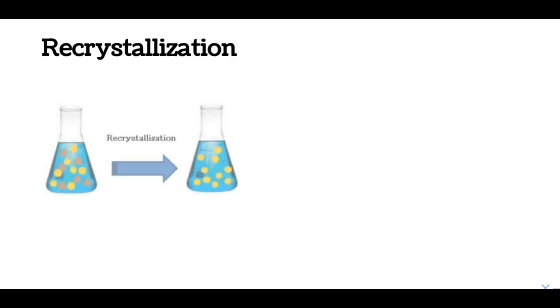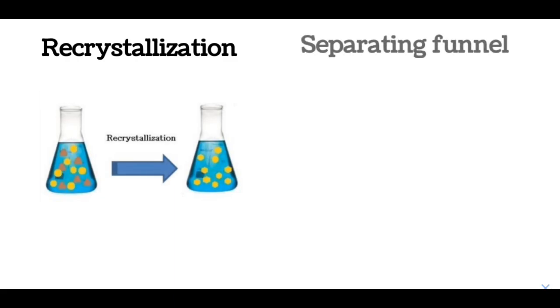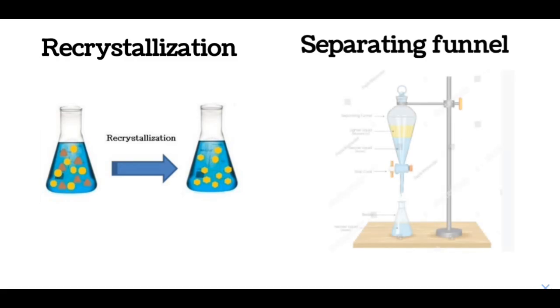Recrystallization. This is a purification technique in which impure crystals are dissolved and then crystallized again to obtain pure crystals. Example, purification of copper(II) sulfate crystals. Separating funnel. This is used to separate two immiscible liquids based on differences in density. Example, separating oil from water.